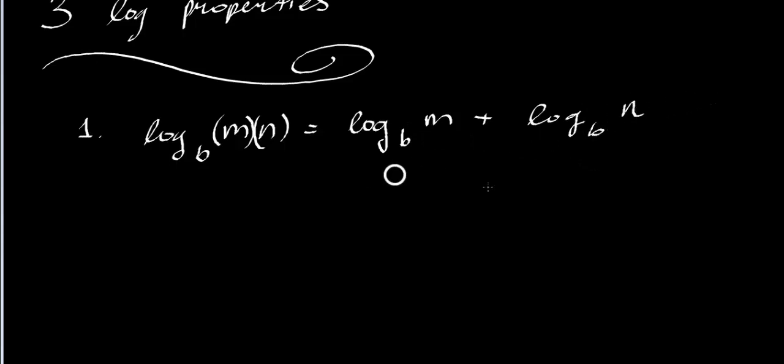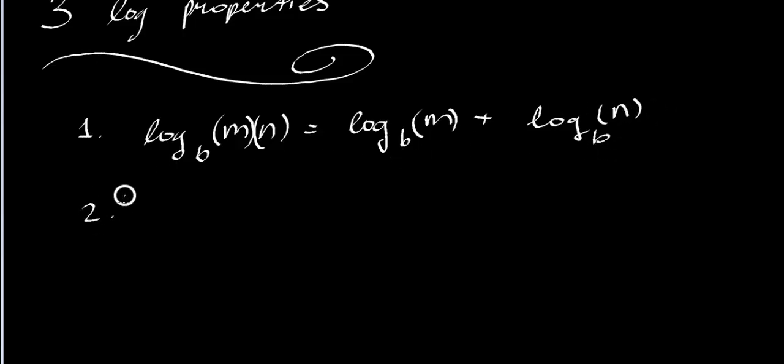Okay? So that's how. And the b remains the same number. So if this was a 5, this would be a 5, and this would be a 5. There you go. Multiply two things, add them separately with the same base.